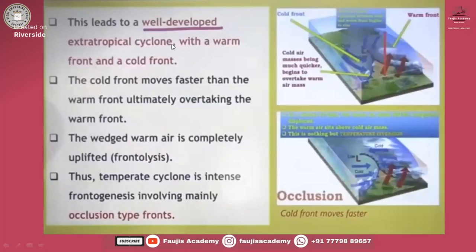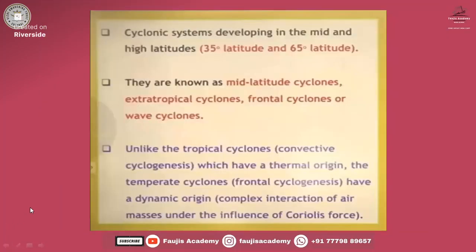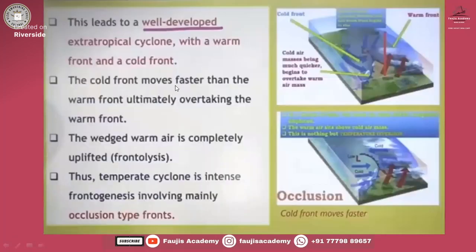So temperate cyclone is also known as an extratropical cyclone, and also we saw in the previous slide that it is known as the mid-latitude cyclones, or you can call it the frontal cyclones, or the wave cyclones. The cold front moves faster than the warm front. Then it will overtake the warm front. Then that warm air will be completely uplifted. When it is completely uplifted, that time we have the front dissolving, which is known as frontolysis.